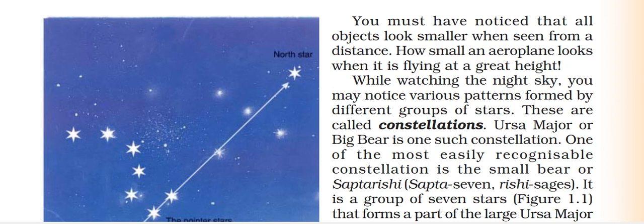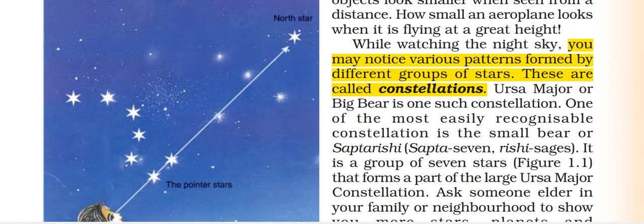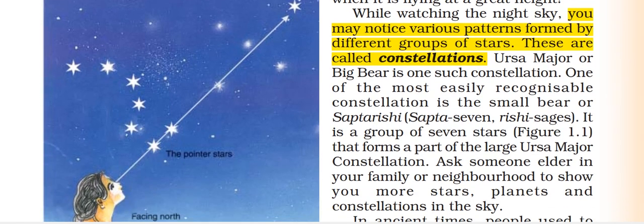While watching the night sky, you may notice various patterns formed by different groups of stars. These are the constellations, the patterns formed by the stars. Ursa Major or Big Bear is one of such constellations. This is a part of MCQ. One of the most easily recognized constellations is the Small Bear or the Saptarishi. The Saptarishi is also a very popular constellation. It's a group of seven stars.